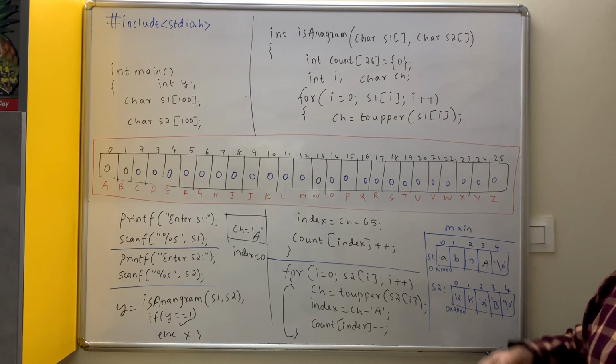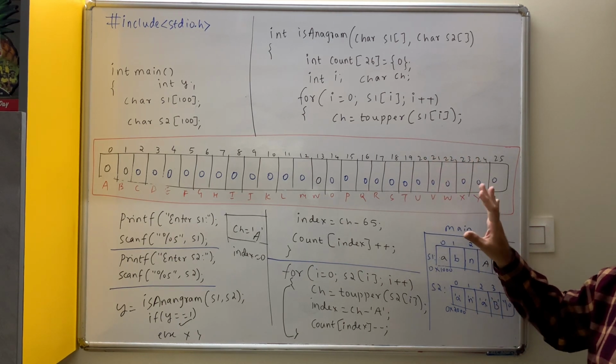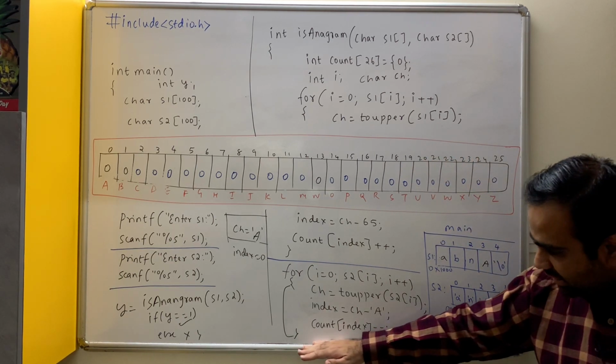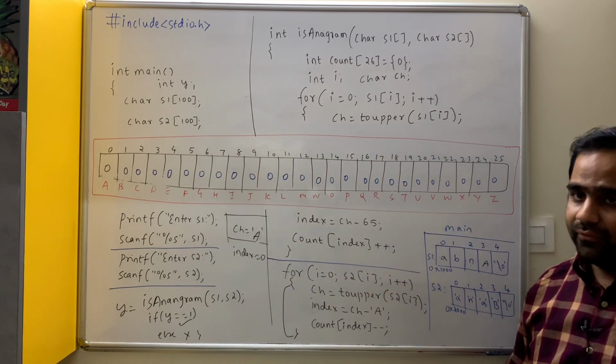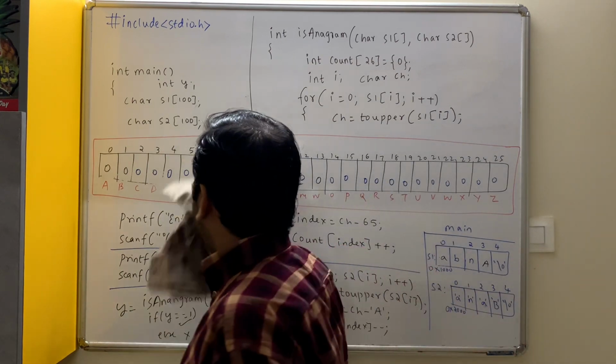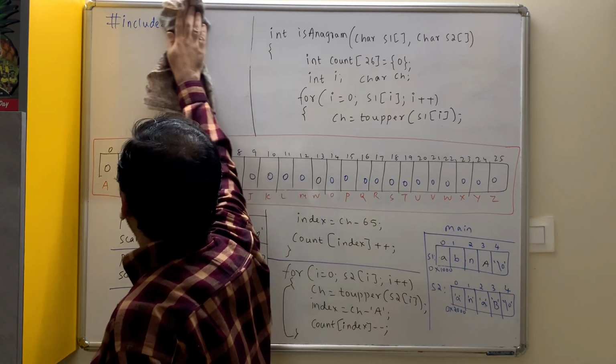Now what I need to check is whether the complete array is 0 or not. I am going to continue the code over here. Please pause the video and make a note of the main function. Okay, I hope that you have noted the main function.